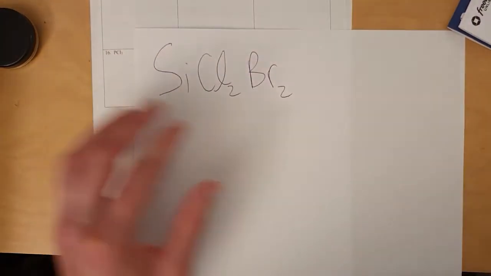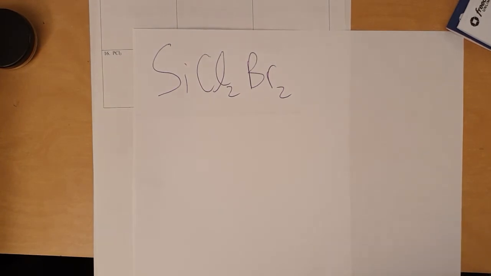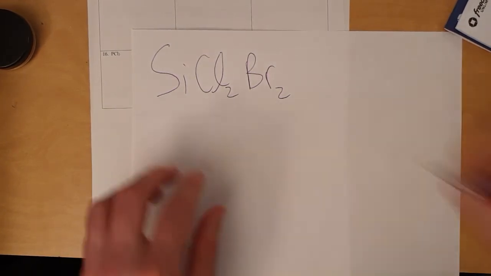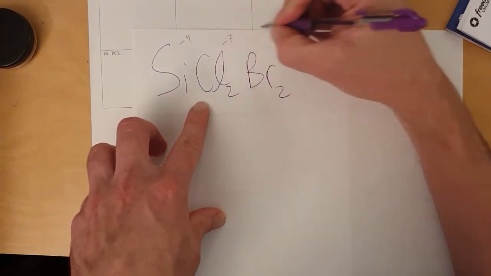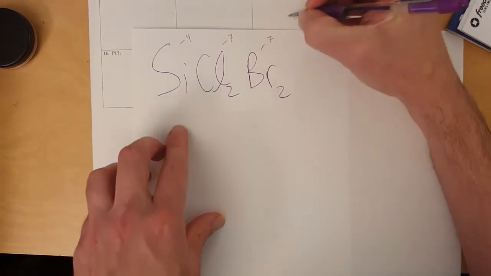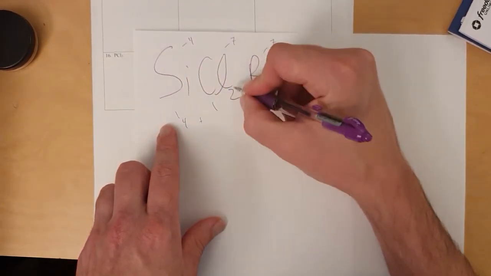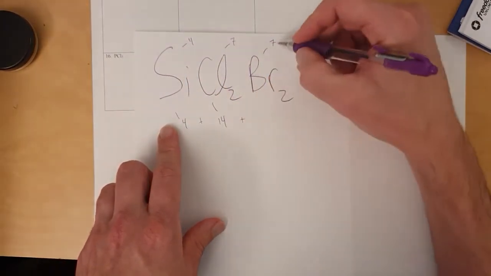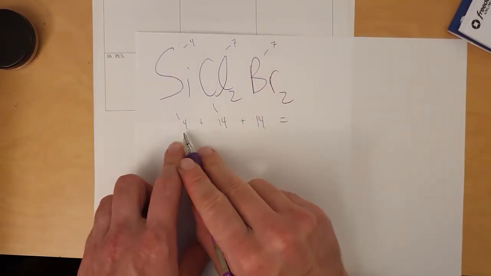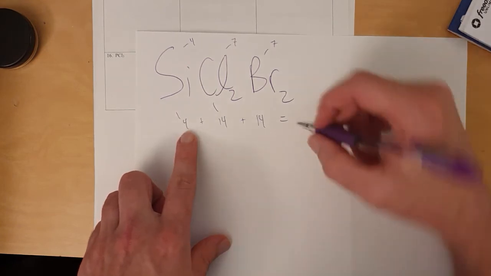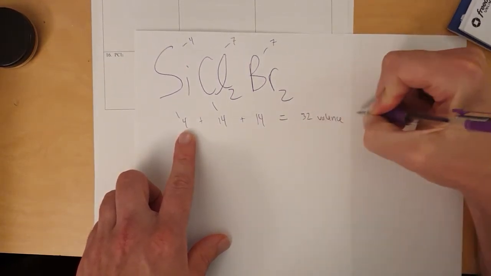So we check the periodic table, and that will tell us how many valence electrons for each one. So silicon, according to the periodic table, has 4 valence electrons. Chlorine has 7, and so does bromine. So this means 4 plus 2 times 7 is 14, plus 2 times 7 is 14. So 14 plus 14 is 28. This is 32. So 32 valence electrons.